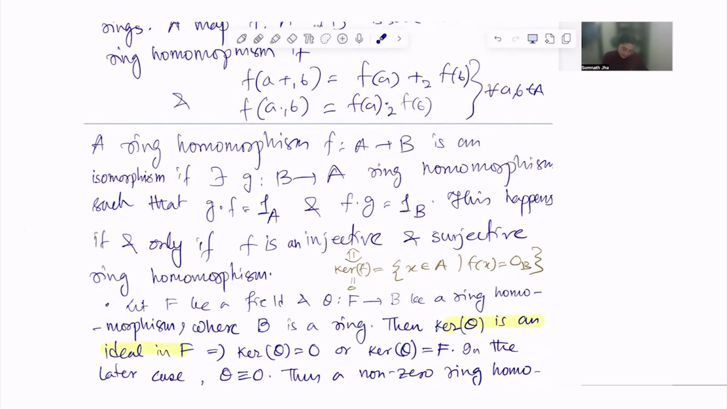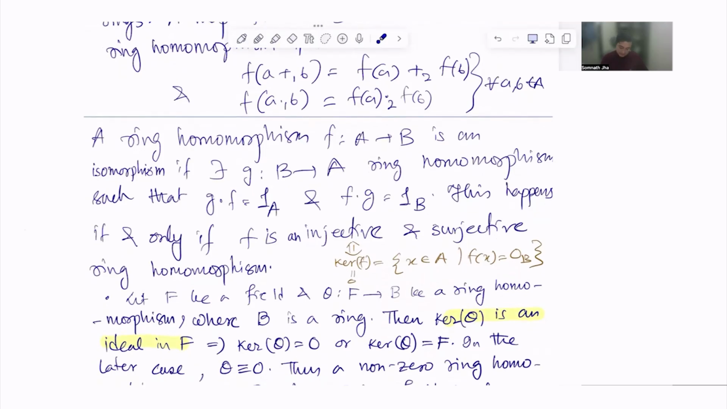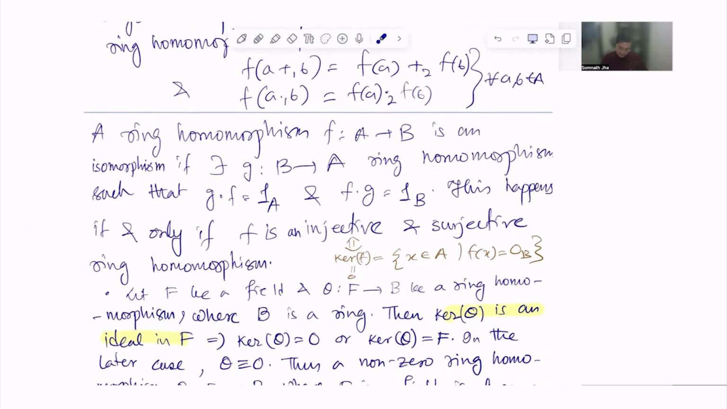And so in a field, what are the ideals? I have discussed this. An ideal is either 0 or the whole field. There are only two ideals, either 0 or the whole field. So if the kernel is the whole field, what is the image? The image is exactly 0, the additive identity element.